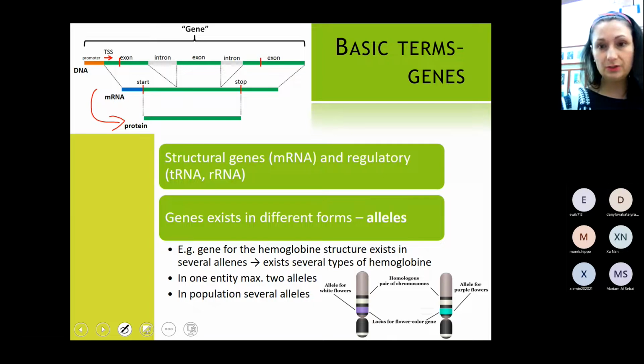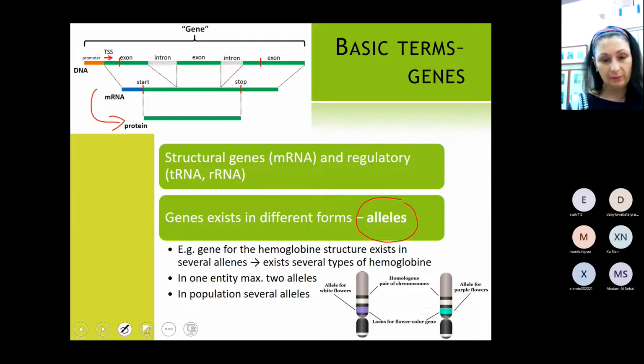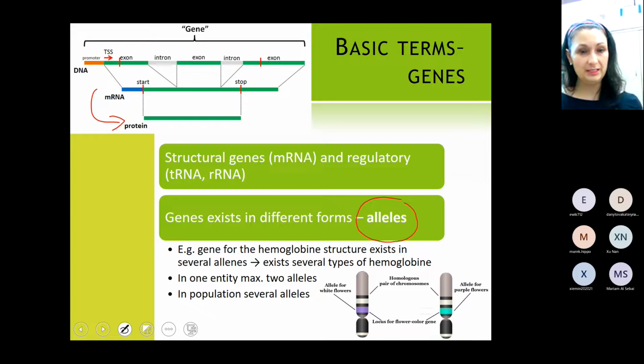Also, I used several new words maybe for you. I used gene and allele. So what is the difference between a gene and an allele? For example, if you would like to produce hemoglobin or insulin, some protein, we need some prescription. The prescription is the messenger RNA, which is synthesized from the sequence present in DNA called a gene.